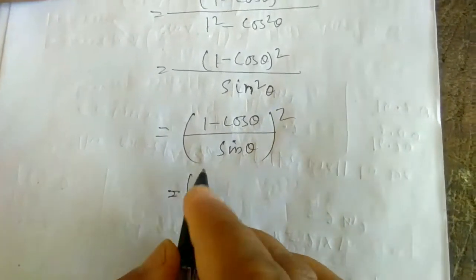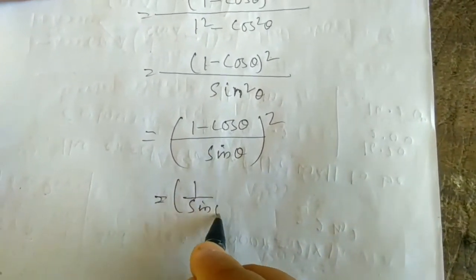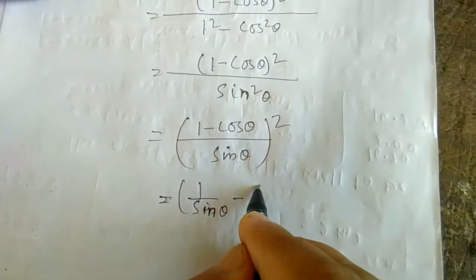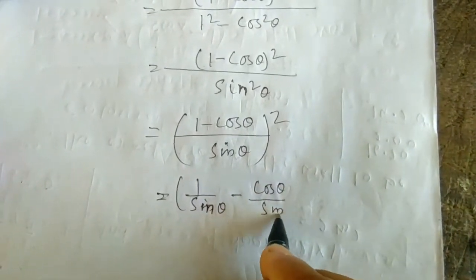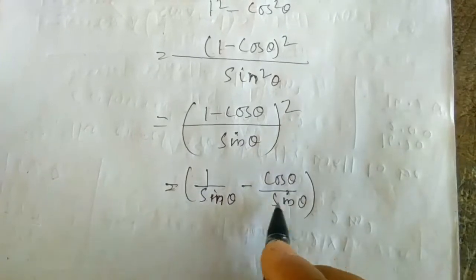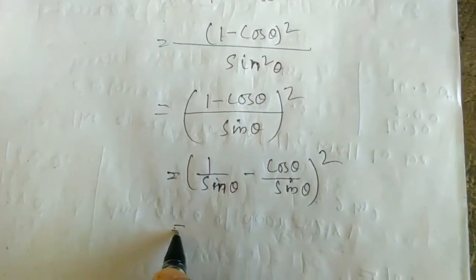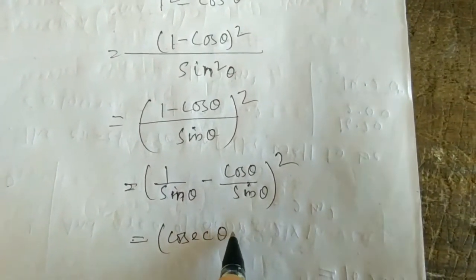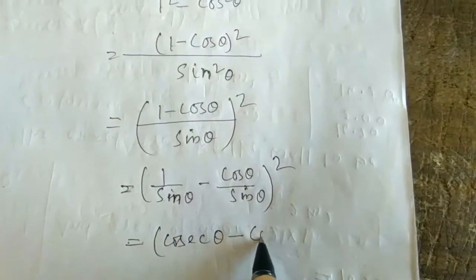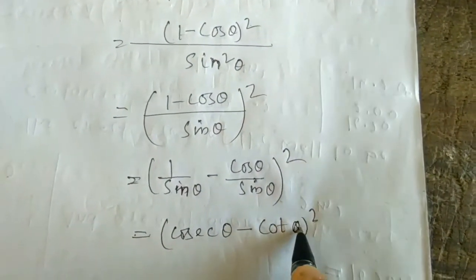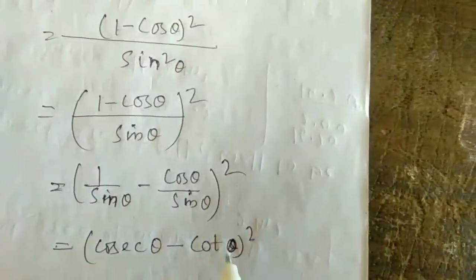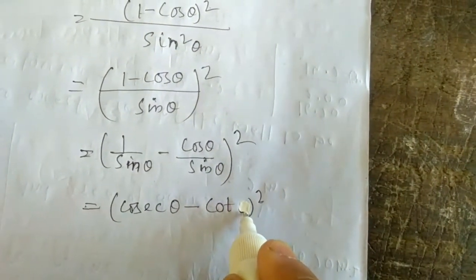Now we have to separate like this, 1 by sin theta minus this one, so minus cos theta by sin theta. Clear? Cos theta by sin theta whole square. 1 by sin theta equal to cosec theta. Formula is there. Okay, cosec theta minus cos theta by sin theta equal to cot theta. So very simple, no? Cot theta. It is very simple, no?